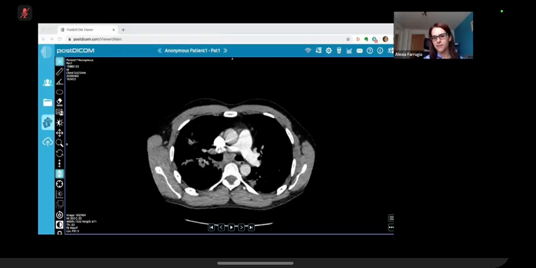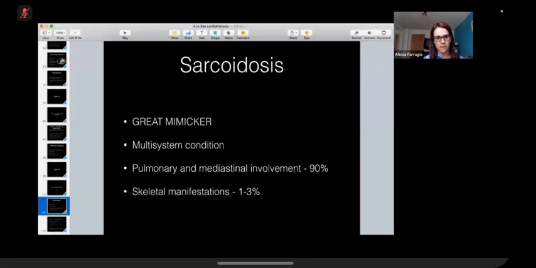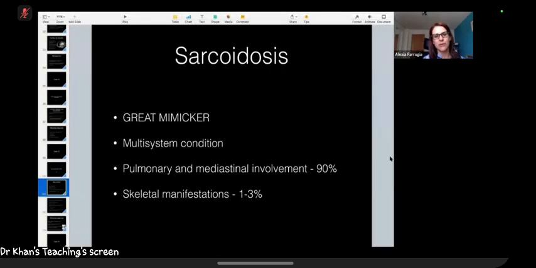Well done. I'm just referring back to the presentation, which I will share with you now. So don't forget, sarcoidosis is a great mimicker. This patient's PET scan was reported as a stage 4 malignancy, actually, and then the EBUS clinched the diagnosis that this was sarcoidosis, not malignancy. So it's a multi-system condition, as you rightly said.